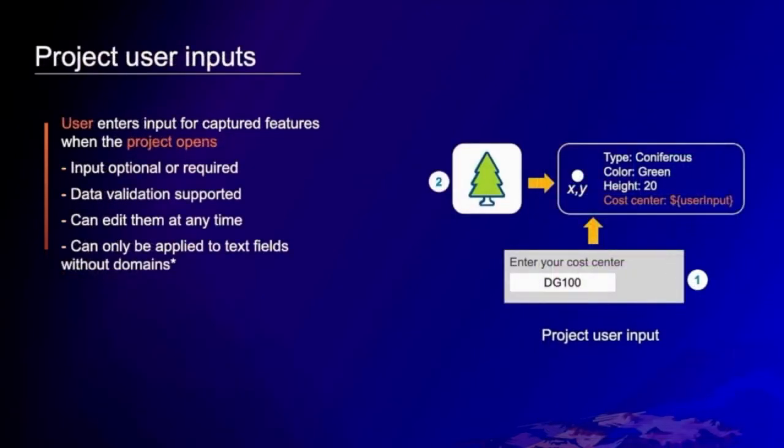Additional to fixed values and device variables are user inputs. User inputs provide the functionality to allow users to add additional information to the captured feature when the button is pressed. Let's start with project user inputs. In this case, the project opens, a dialog shows, and the user enters a cost center. The cost center is then stored. The user then taps on a button to capture a tree, and the cost center attribute is updated with the stored value.